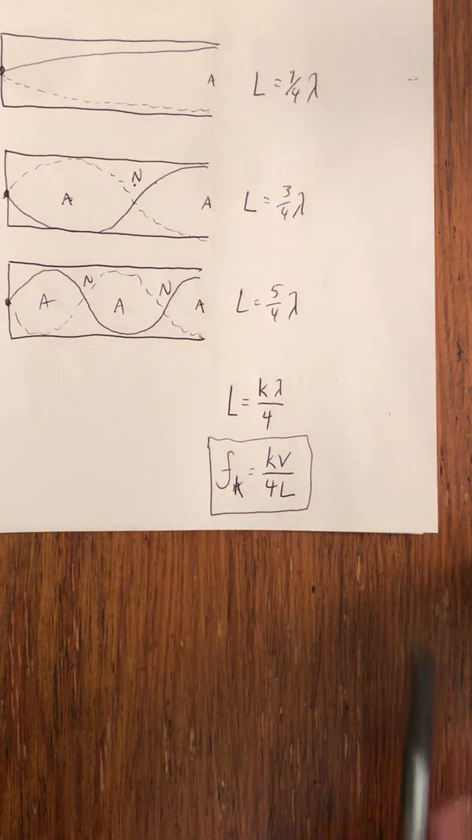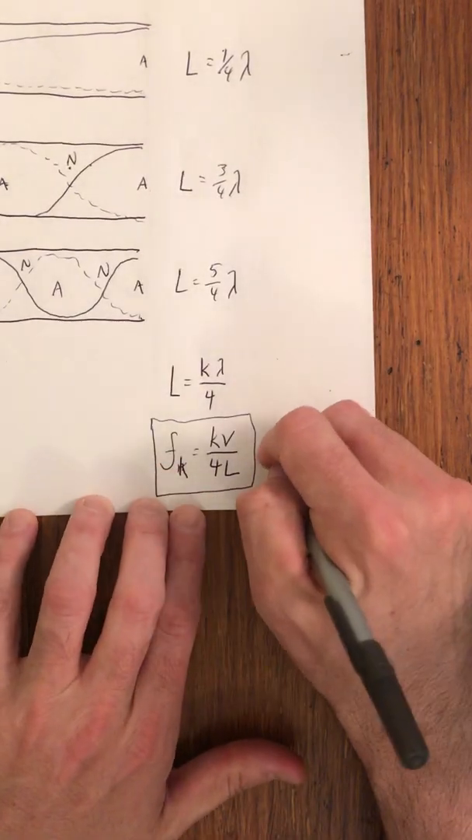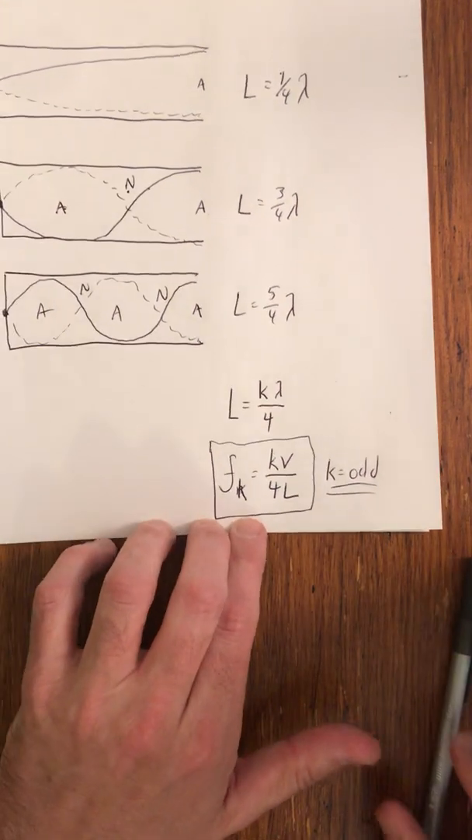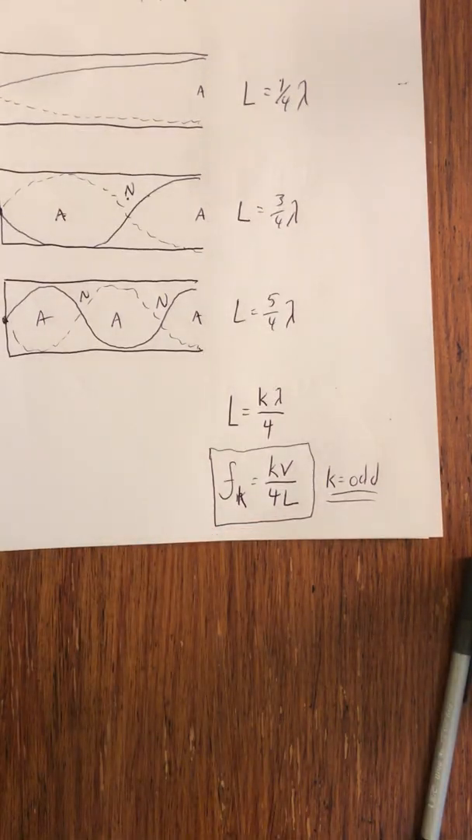So there's our equation. The other thing that we have to make sure we understand is that k here is only odd integers, meaning not all the harmonics exist for closed tubes, only the odd harmonics: 1, 3, 5, 7, etc. So there you go, open versus closed tubes math equations.